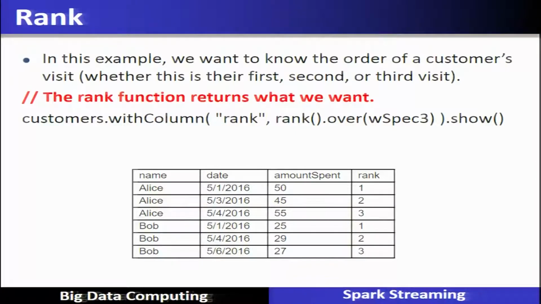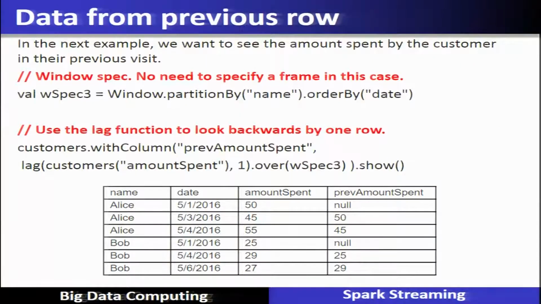Now, we are going to see the rank. In this example, we want to know the order of the customer's visit to the store, whether this is the first time, second time, or third visit. So, that is called the rank. So, the rank function returns what we want. We add the rank column to the customer data, and you see the rank is added over here. We want to rank over the window specification, and we are using the same window specification which we specified in the previous example.